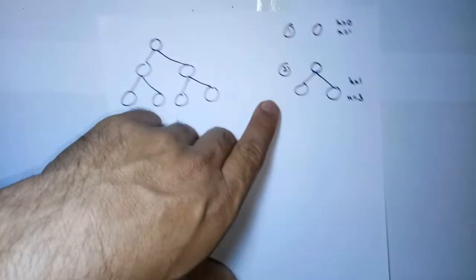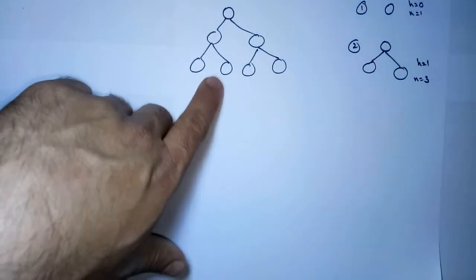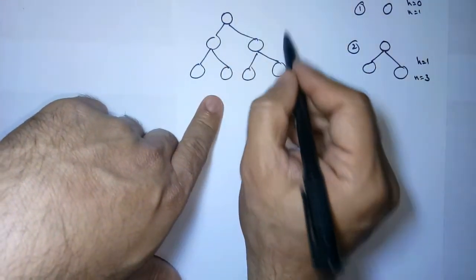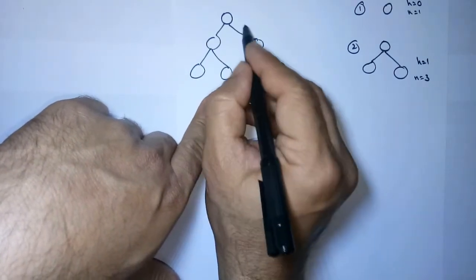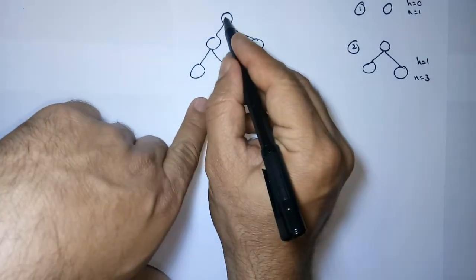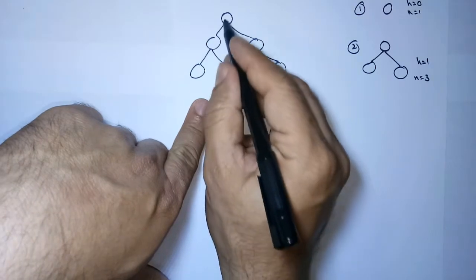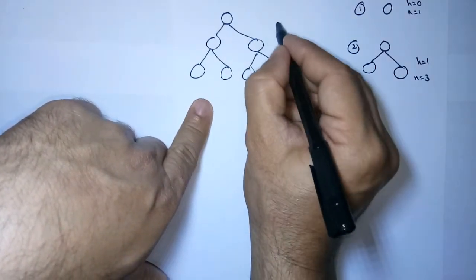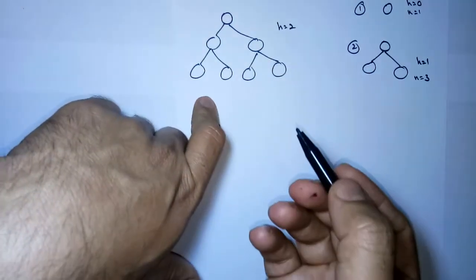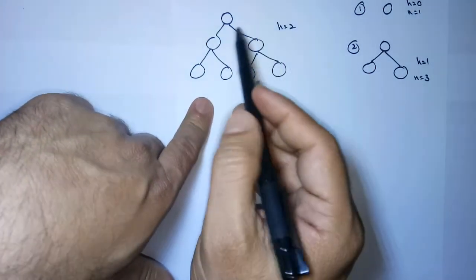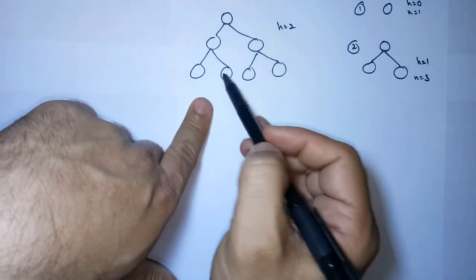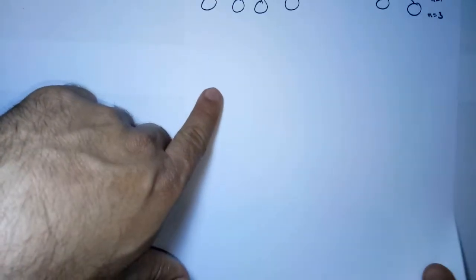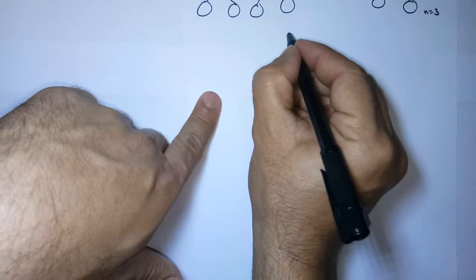Okay, and if this is the scenario, what is the height of the tree? The height of the tree is 2. You can see, from root to leaf, the maximum number of edges is 2, so the height is 2. What are the maximum number of leaves? The maximum number of leaves are 1, 2, 3, 4, 5, 6, 7, right? So n is 7. Let me just draw one more tree.